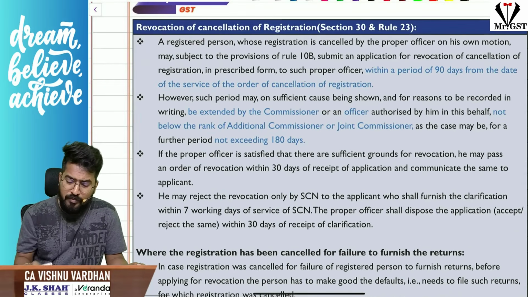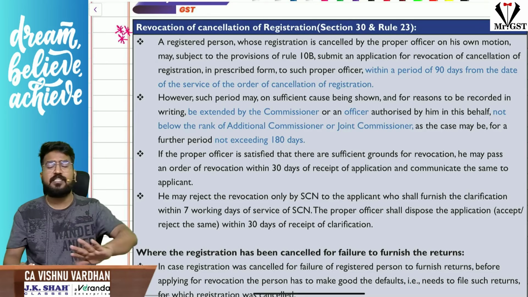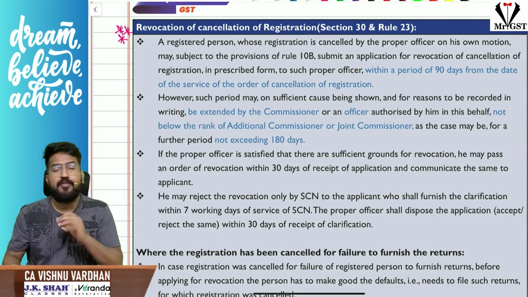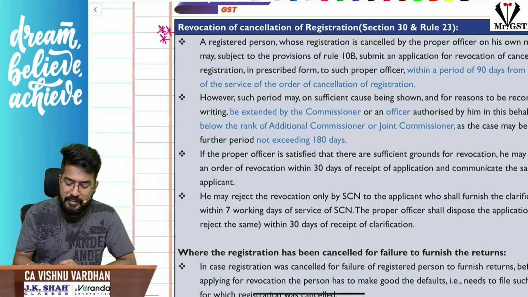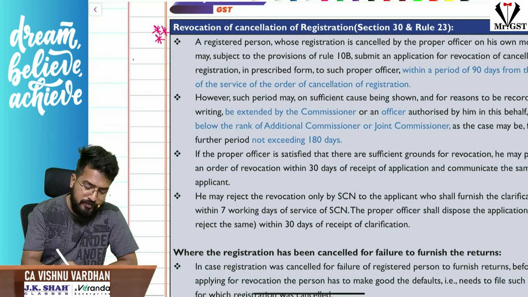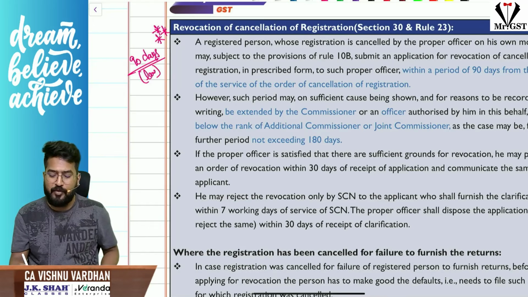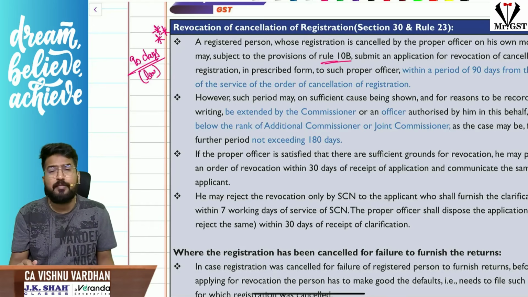Now the very important point is, sir, revocation of cancellation. Sir, your registration is cancelled. For that registration cancellation, we are asking for revocation. When we are asking for revocation, we should apply for revocation within 90 days. But if you remember, if you have not done the other authentication, you cannot apply for revocation. That is Rule 10B. If you have not complied with the Rule 10B provisions, sir, you cannot apply for revocation.